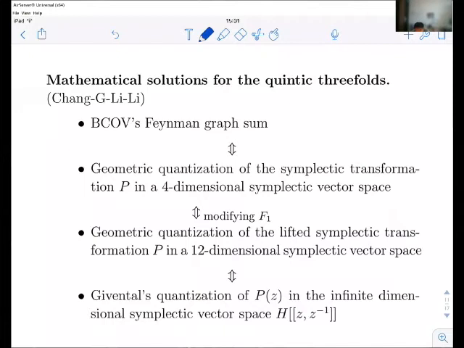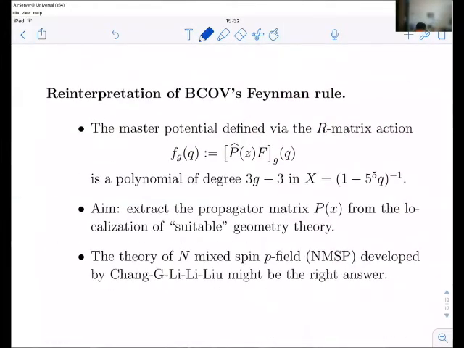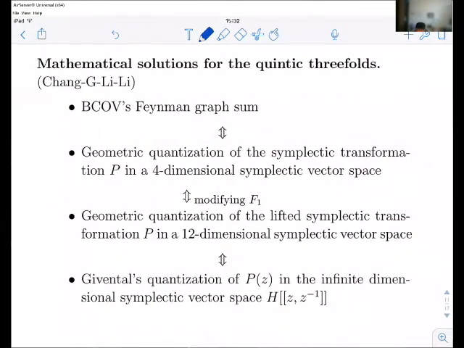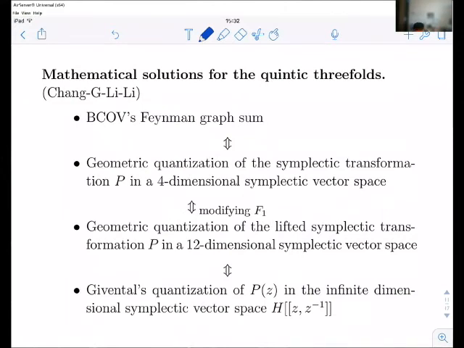So for the quintic threefold case, at least this picture can be generalized to general Calabi-Yau threefolds, but the following would not be. So at least in this page, the result should hold for more general Calabi-Yau threefolds. So we found that BCOV's Feynman graph sum, in fact, can be realized as a geometric quantization of some symmetric transformation P in a four-dimensional symplectic vector space.